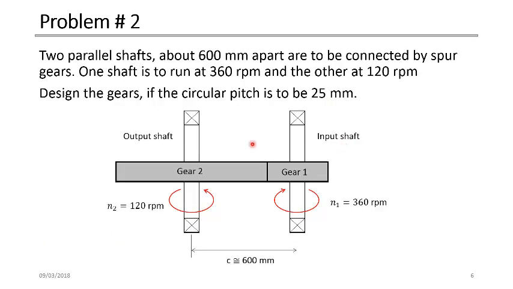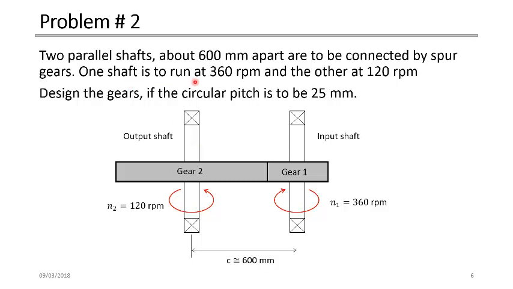So the problem number 2 here, we have 2 parallel shafts. As you see here, we have an input shaft, we have an output shaft. These 2 shafts are parallel, and they are 600 millimeter apart. It says about here, so approximately 600. It's not exactly 600 millimeter. So here is approximately 600 millimeter, the center distance. So about 600 millimeter apart are to be connected by spur gears. So we need to design a spur gear train here between these 2 shafts to transfer the power from the input shaft to the output shaft.